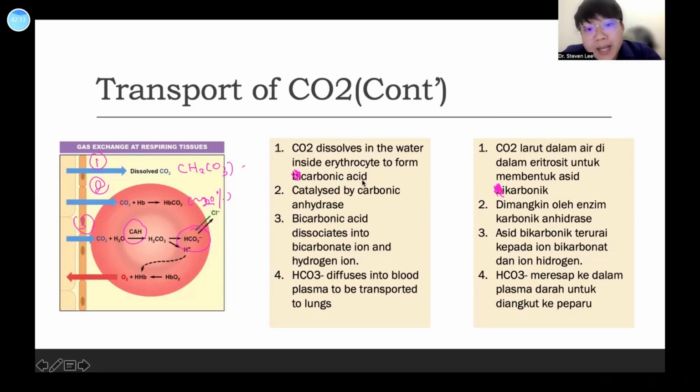Like what you learn in chemistry, carbonic acid, okay? So it's catalyzed by carbonic anhydrase. Remember, this enzyme is only found in the red blood cell. It's not in the plasma, okay? So your carbonic acid dissociates into bicarbonate ion and hydrogen ion. So your bicarbonate ion diffuses into the blood plasma to be transported to the lungs.